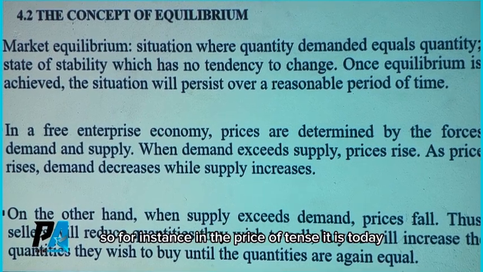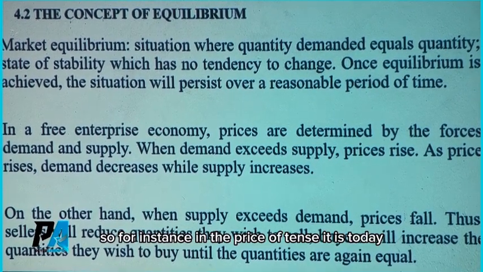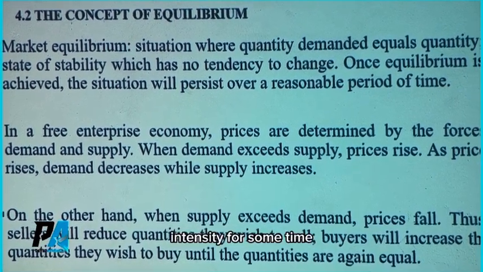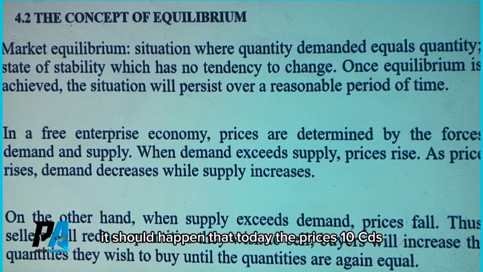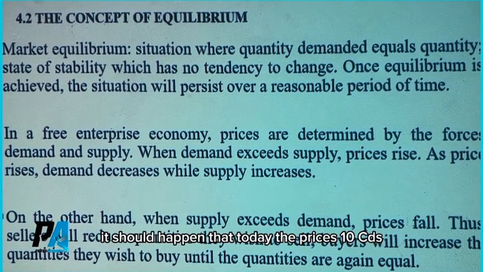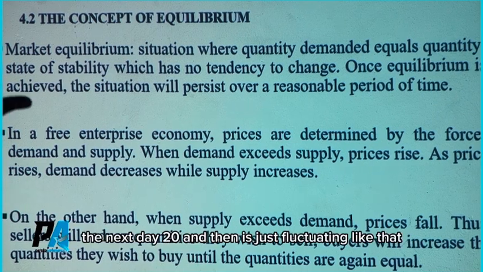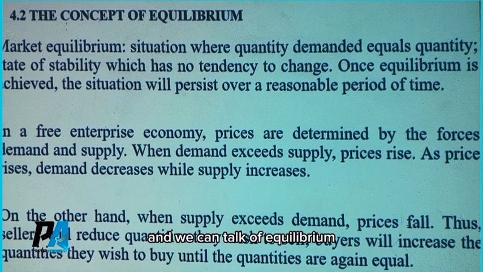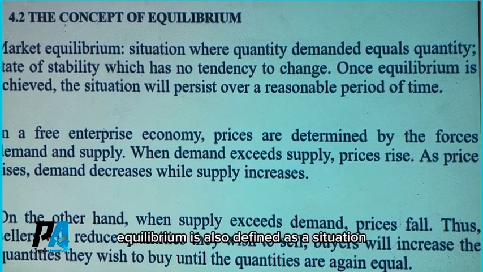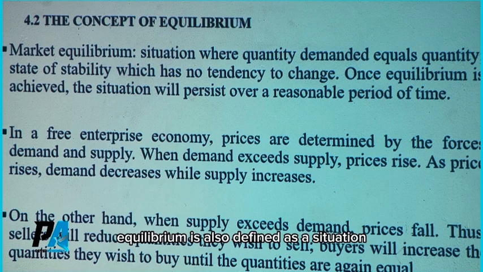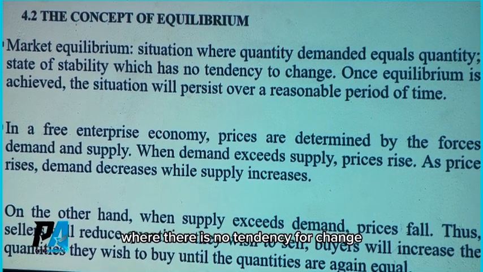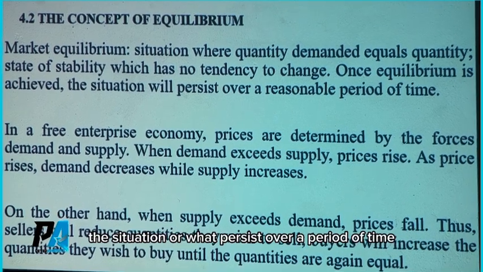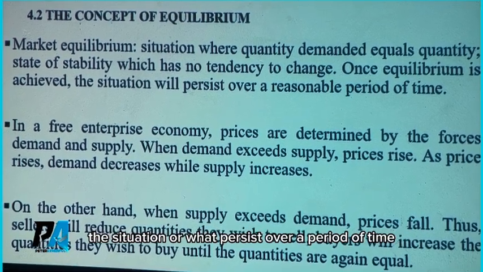So, for instance, if the price is at 10 cedis today, you expect that it remains at the same level, at 10 cedis, for some time. It shouldn't happen that today the price is 10 cedis, tomorrow 15, the next day 20, and it's just fluctuating like that. Then we can talk of equilibrium. That is why equilibrium is also defined as a situation where there is no tendency for change. When equilibrium is achieved, the situation will persist over a period of time.